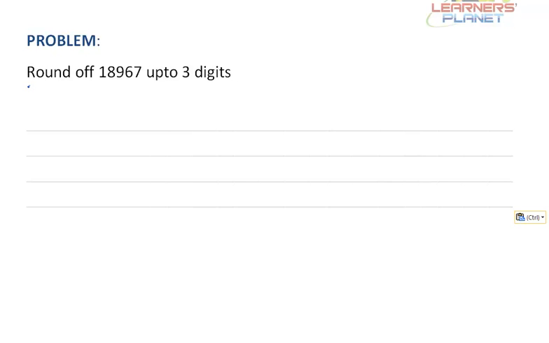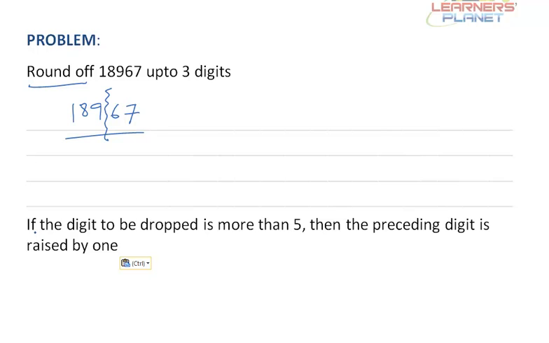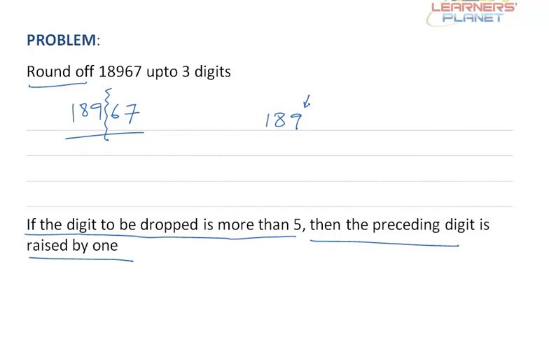Now the next problem is we have to round off 18967 up to 3 digits. That means the cutoff digit is somewhere here. Okay, so let us see what the rule has to say in this particular case. If the digit to be dropped is more than 5, which is 6 in this case, then the preceding digit is raised by 1. So you have to raise the preceding digit 9 by 1. So 189, if you raise this 9 by 1, it will become 190.